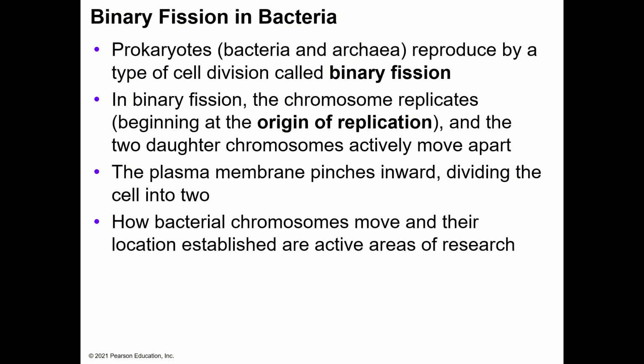For binary fission in bacteria, prokaryotes such as bacteria and archaea reproduce by a type of cell division called binary fission. In binary fission, the chromosome replicates beginning at the origin of replication, and the two daughter chromosomes actively move apart. The plasma membrane pinches inward, dividing the cell into two. How bacterial chromosomes move and their location established are active areas of research.